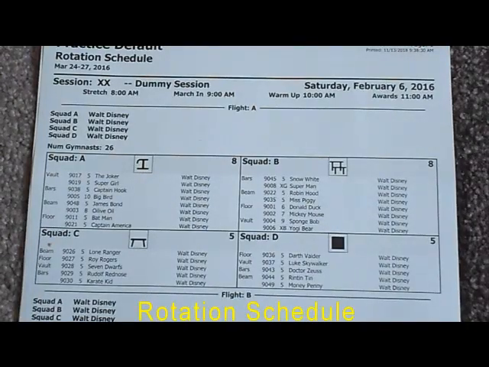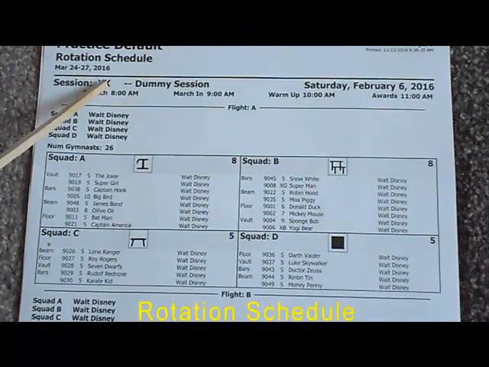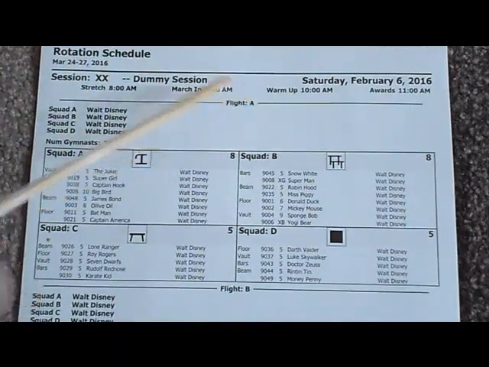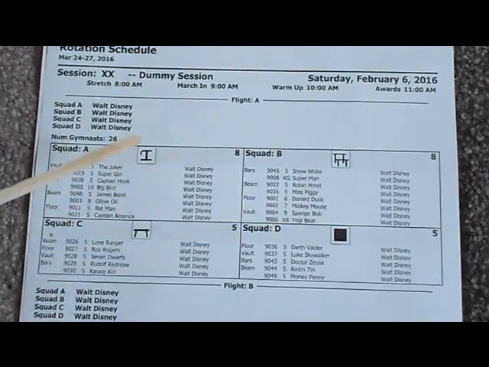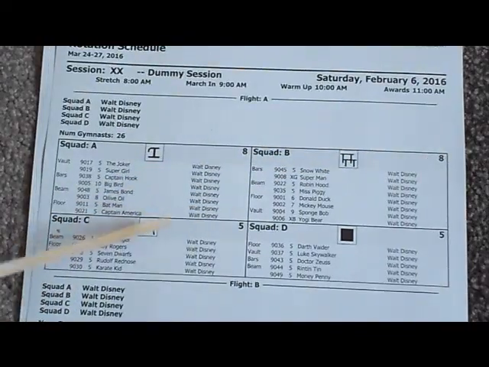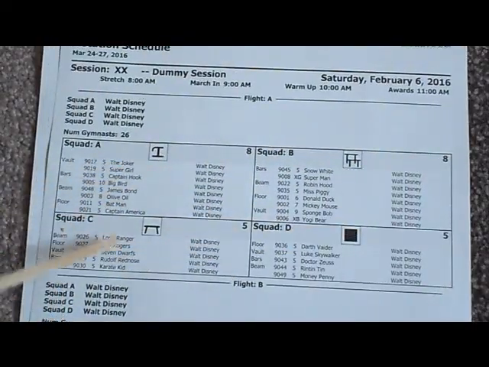This is the rotation schedule, a copy of which will be at the judges table. It details the session, the flight, the squads A, B, C and D, and the event, vault, bars, beam and floor, and finally the gymnasts.